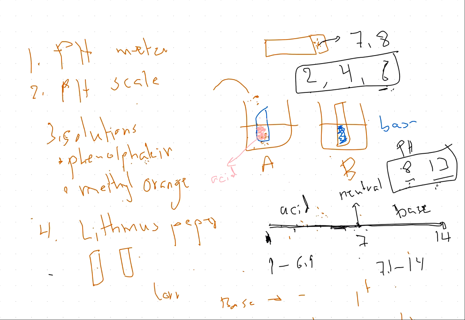Okay. Ahmed, both of them are base, because they are in this area. So 8 is a base and 13 is a base, but one of them is strong and the other is weak. The one with pH equal 8 is weak because it's nearer to be neutral, while 13 is a strong base because it's at the top, has a maximum value. Okay, did you understand?